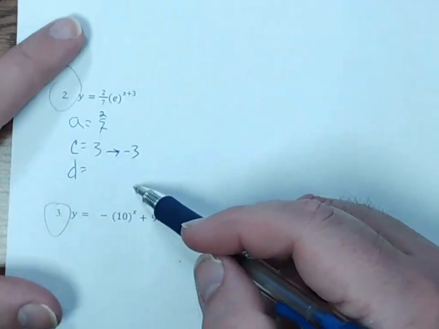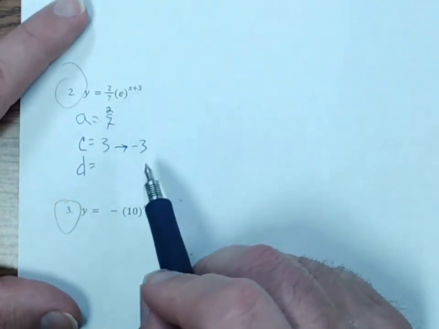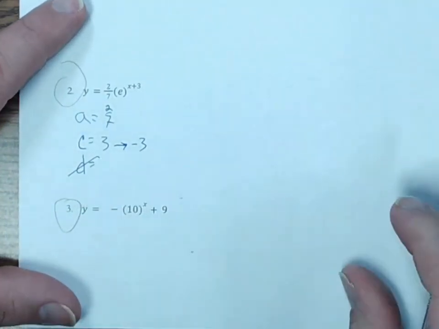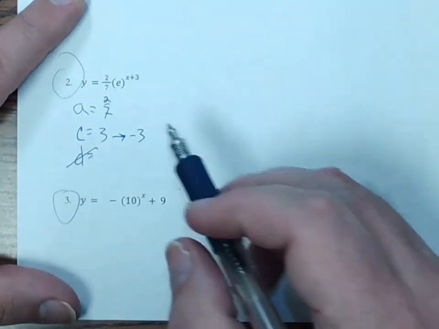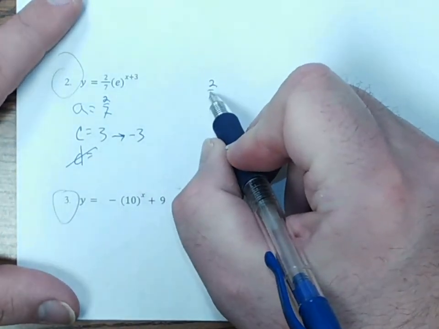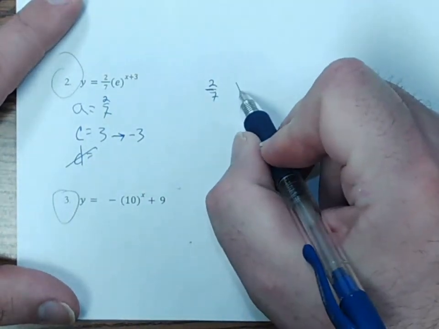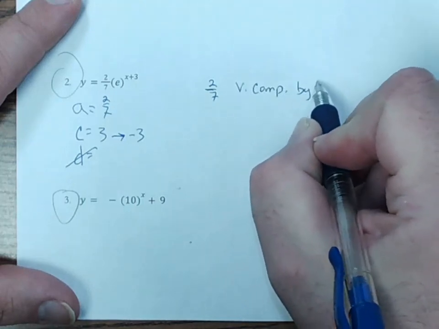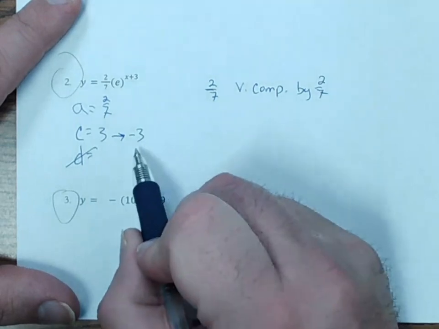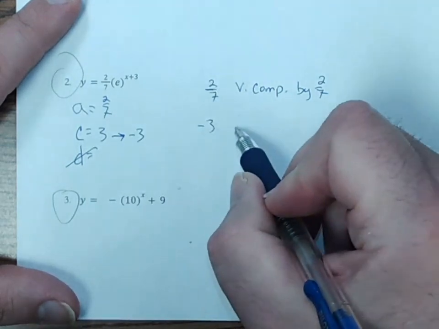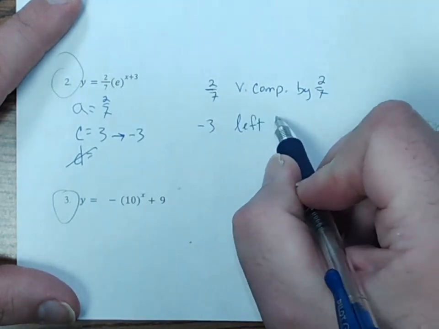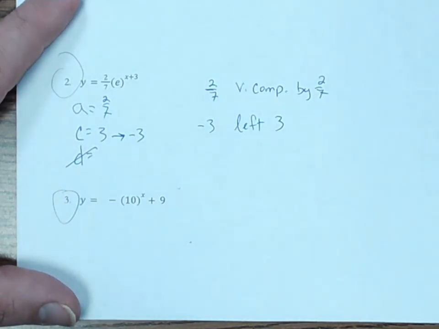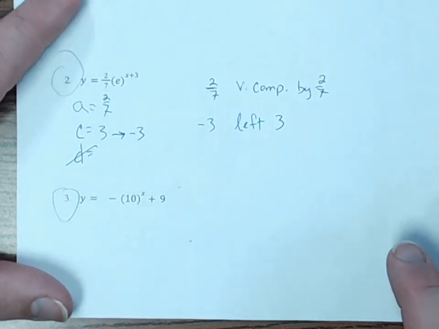I don't have that here. I have nothing, right? So I don't need to worry about D. I'm going to cross it off. And then I just need to interpret these things. So an A value of 2/7 would be a vertical compression by 2/7. And a C value of -3 would be left by 3, or left 3. And there you go. Let's do a couple more.